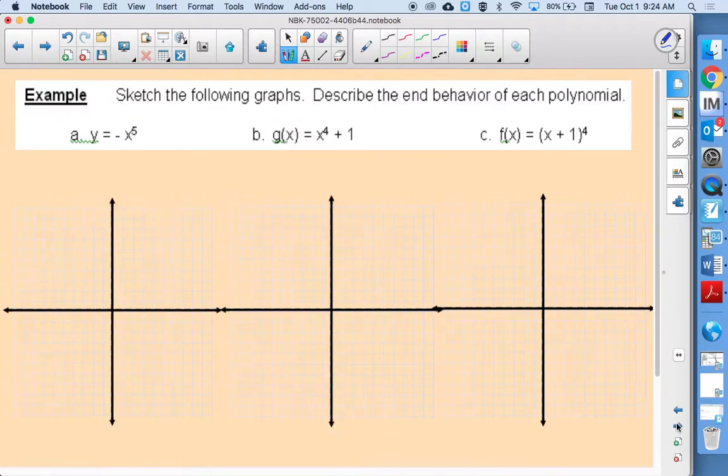So if you look at the 3 graphs underneath, see if you can just sketch these first. We'll worry about the end behavior. If you need to look at your calculator, you can take a peek at your calculator, but we have negative x to the 5th, x squared, or x to the 4th plus 1, and then in the parentheses, x plus 1 to the 4th. So just graph them. And then we'll talk about what the end behavior means and how we're going to describe that. A lot of your homework tonight is just describing end behavior. So it's like once you kind of see what it means, it's really easy to describe. You will need your calculator, so you can pull it out, take a peek at it.